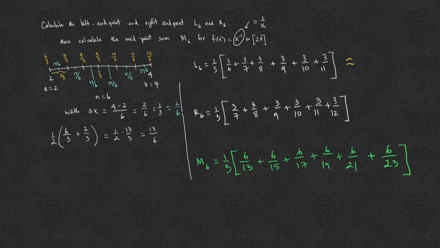L6, if we put it in the calculator, we will get 0.737. That is the left sum. R6 is 0.653 using a calculator, and the midpoint is approximately 0.692. It is always the case that the midpoint is much more accurate. Usually, we average the left and right sums, but even so, the average is still not as good as the midpoint.